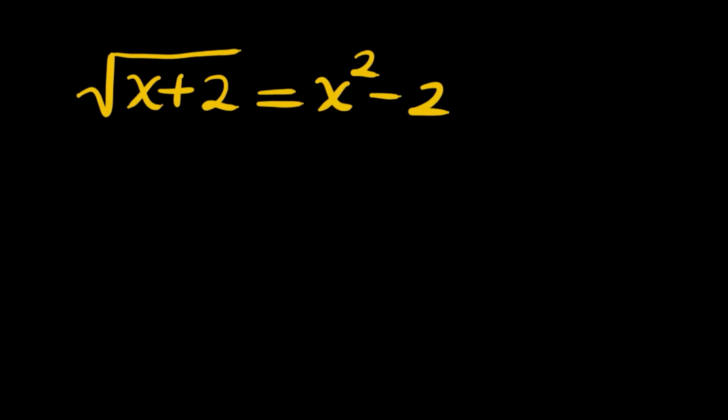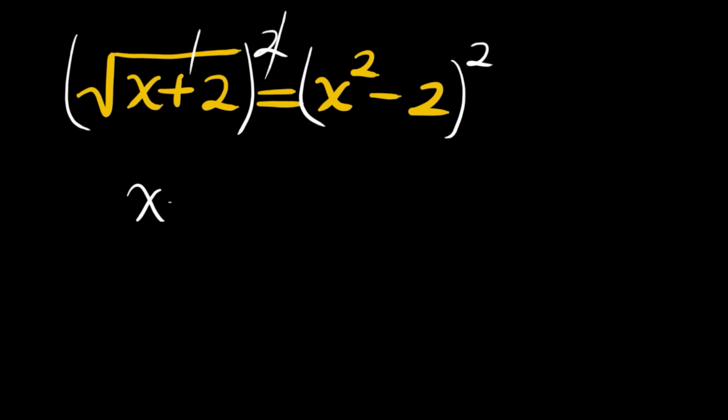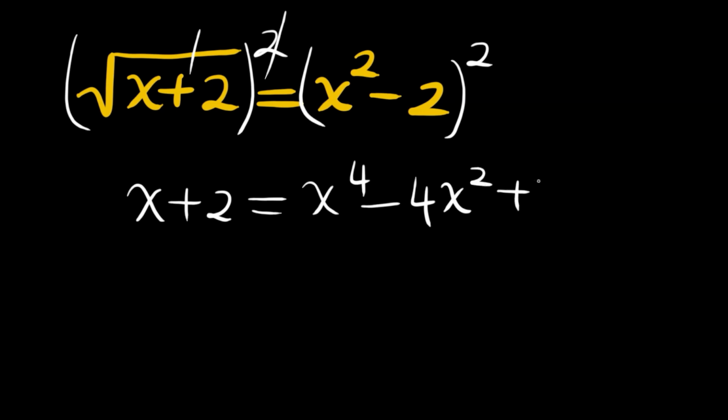We have a nice equation: the square root of x plus 2 is equal to x squared minus 2. Let's square both sides to see what we have. This cancels, and we have x plus 2, and here we have x to the power of 4 minus 4 times x squared plus 4.